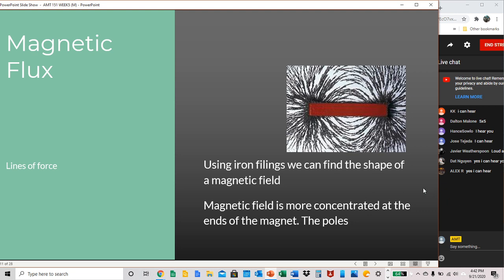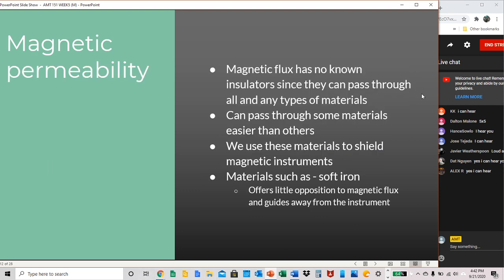So using iron filings, we can find the shape of a magnetic field. A magnetic field is more concentrated at the ends of the magnet, which are the poles. Magnetic permeability. Magnetic flux has no known insulators since they can pass through all and any types of material. So magnetic flux, or the lines of force in magnets, can pass through any material that we know of. There's no material that can contain all of magnets' lines of force.